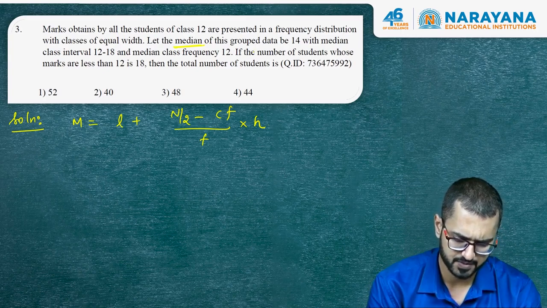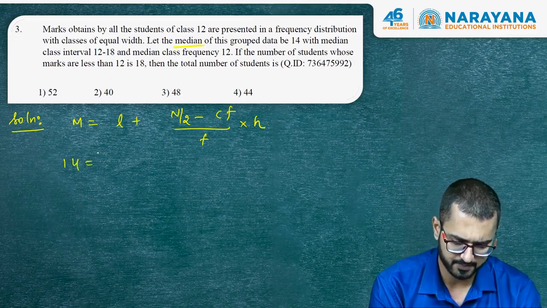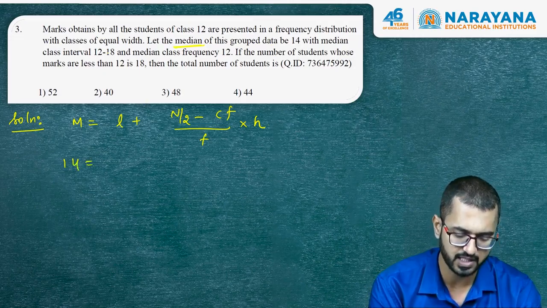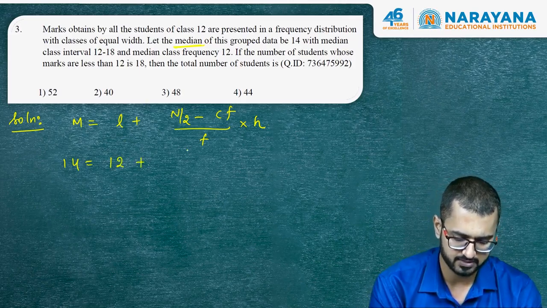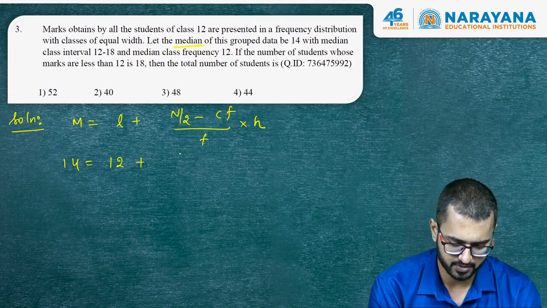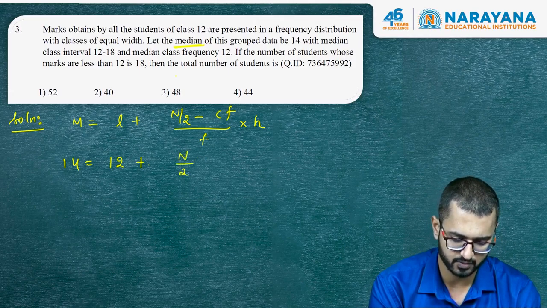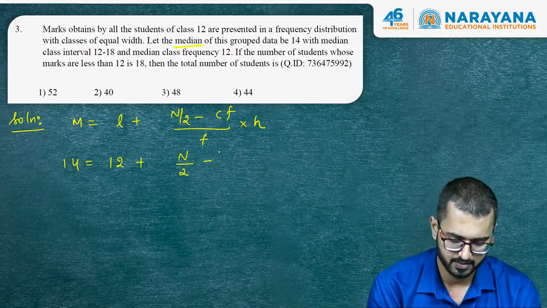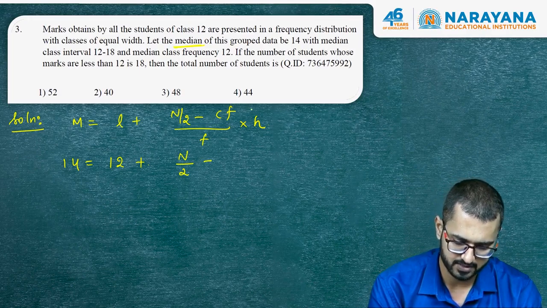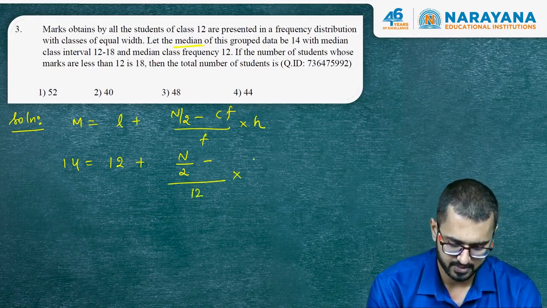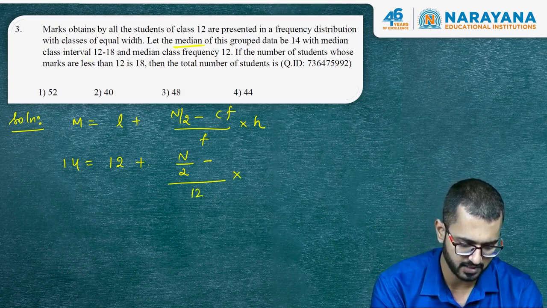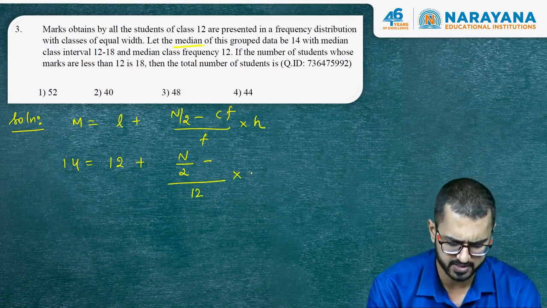We'll fill in all the data. They have given the median of the grouped data is 14, so we'll write down 14 here, and the median class interval is 12 to 18. L is the lower limit of the class, which is 12, and then plus n by 2, which is not given to us, no problem, that's what is required, the number of students we don't have. So minus cumulative frequency we have to see. First let's find the median class frequency, it's given to be 12, so we'll write down 12 here, and then the height is the class interval 12 to 18, so height becomes naturally 6.